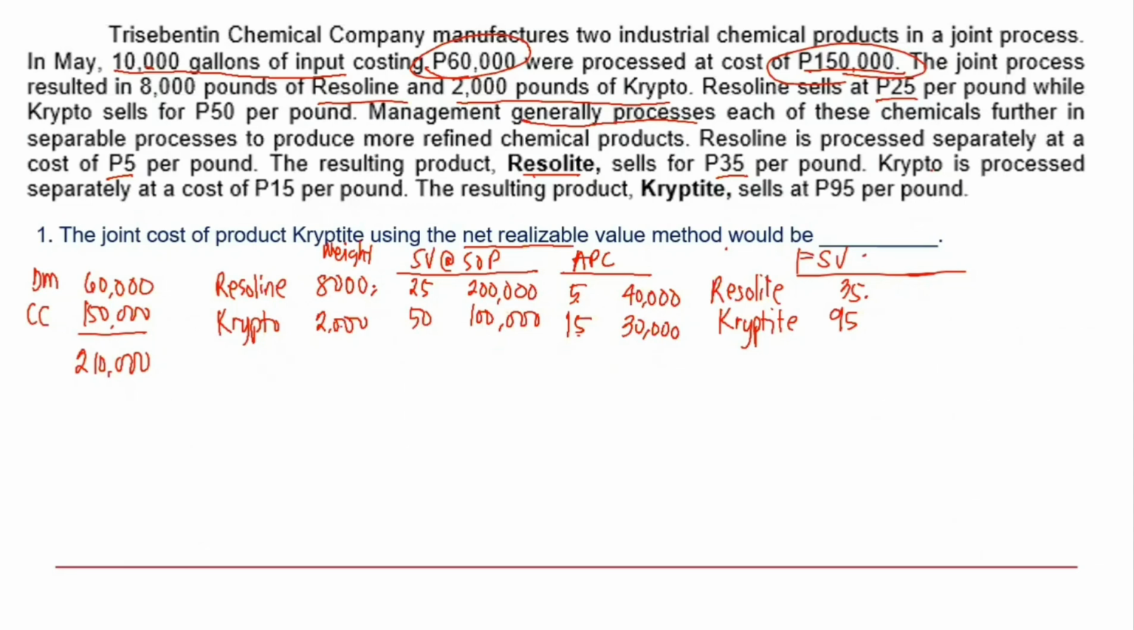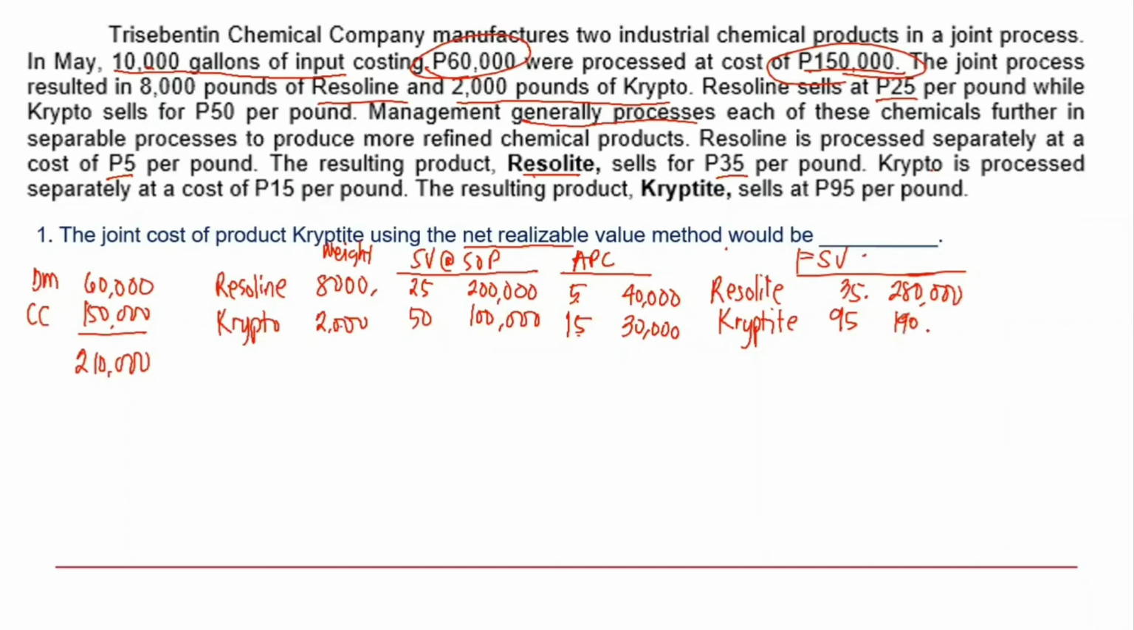35 times 8,000, so that would be 280,000. Then 95 times 2,000, so that's 190,000. That is the final sales value.